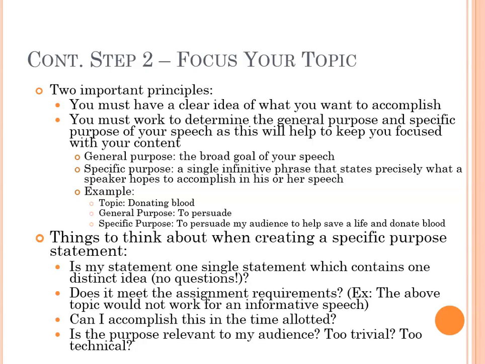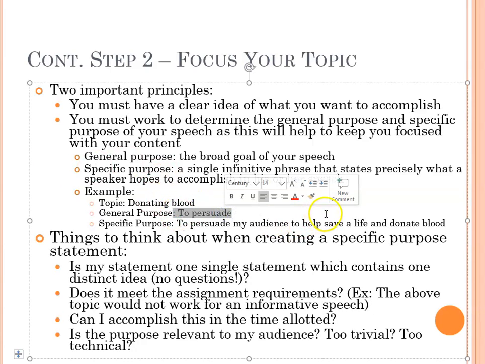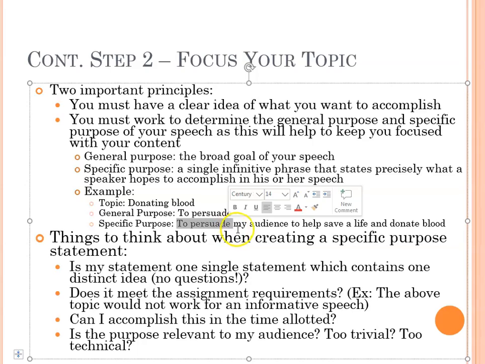So the general purpose is basically the overall goal of your speech. The specific purpose is specifically what are you looking to accomplish in your speech. So an example I give you here on the screen is, let's say you were doing a persuasive speech topic on donating blood. So your general purpose would be, right here, to persuade. And then your specific purpose would be, you just take that down and say, to persuade, and then elaborate on it. My audience to help save a life and donate blood.